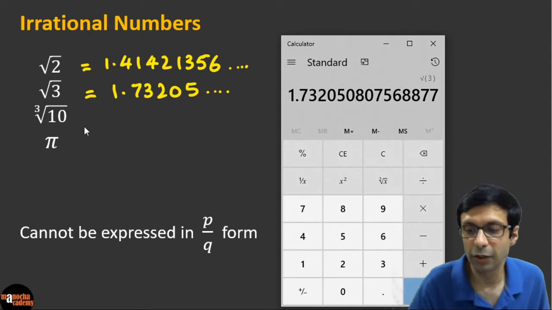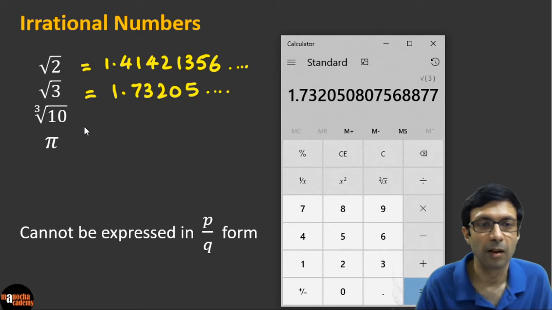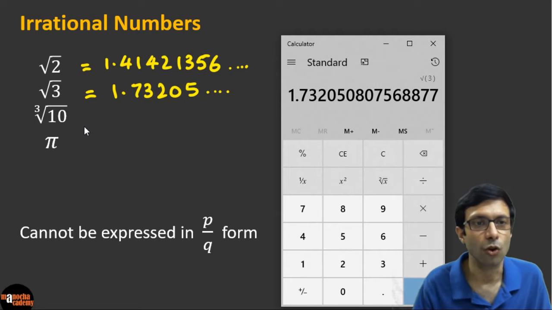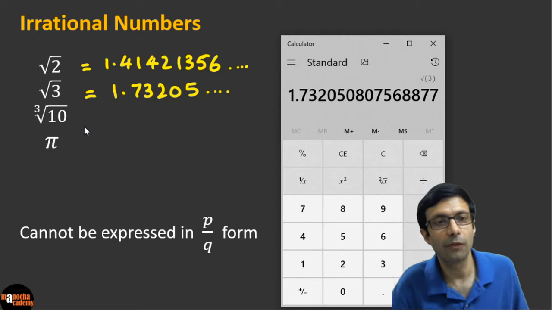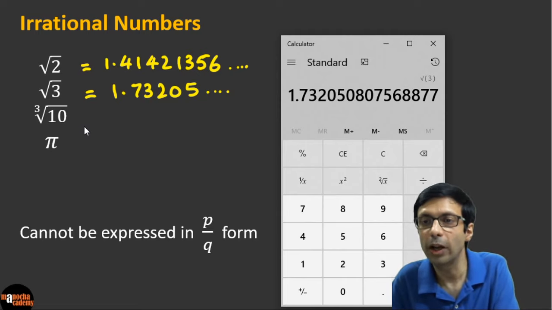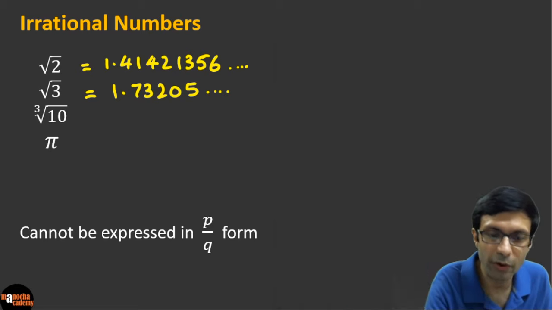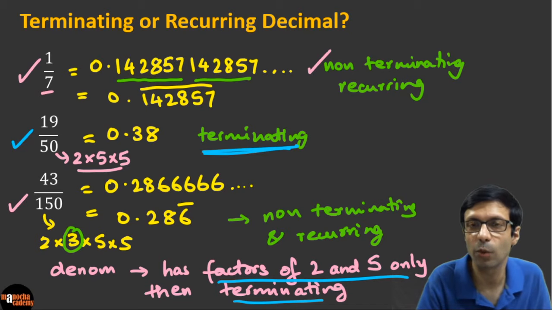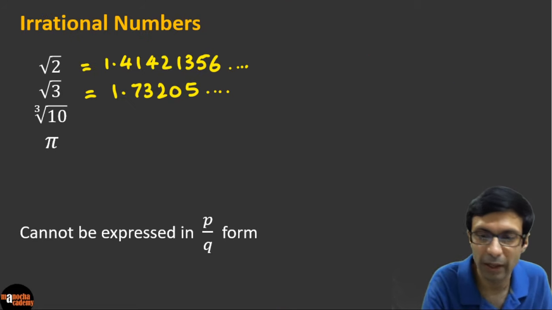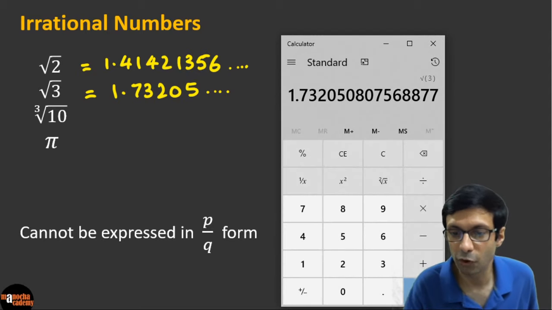Now, one important thing to note here is these are also non-terminating. But are they recurring? No. Excellent. I see a lot of you have written they're non-terminating and non-recurring because you cannot find a repeating pattern here. Previously, remember, we had found a repeating pattern in these numbers, and that's how we had marked it with that bar and dot. But in these numbers like square root of 2, square root of 3, or if you try cube root of 10.